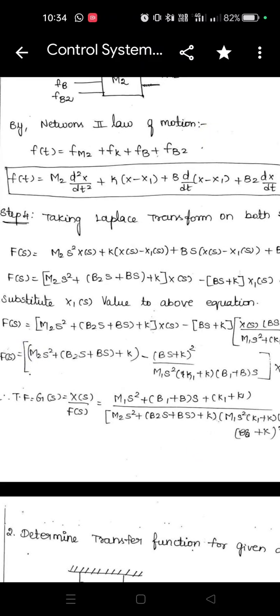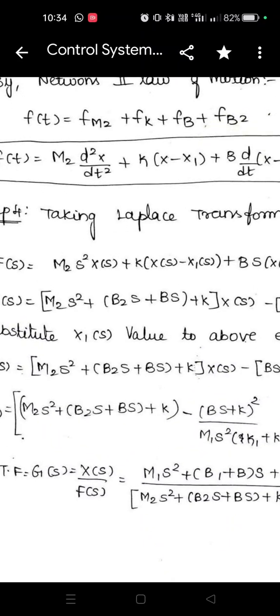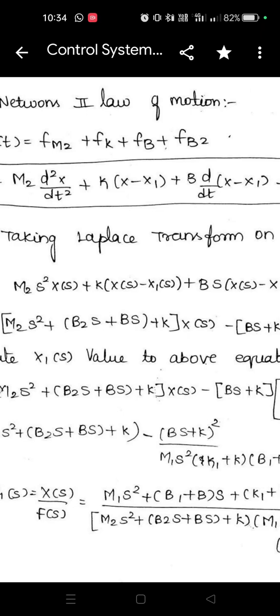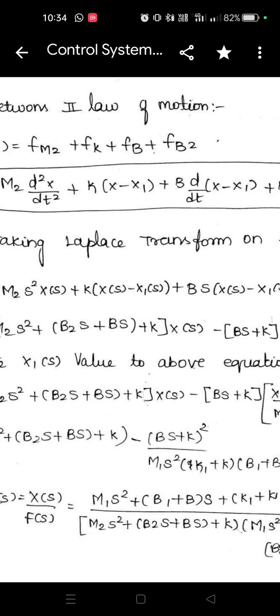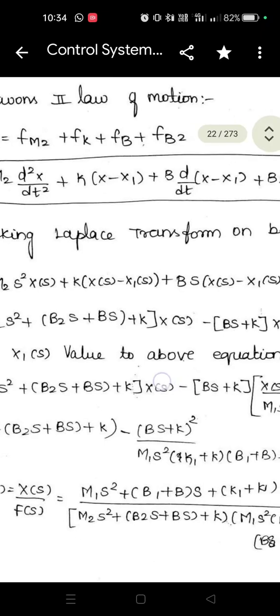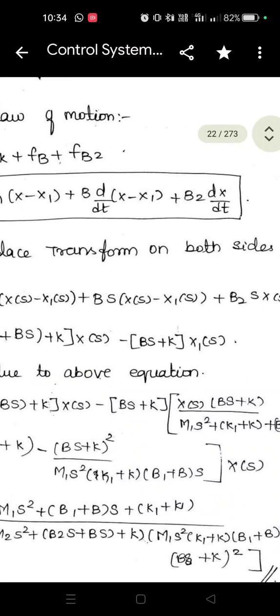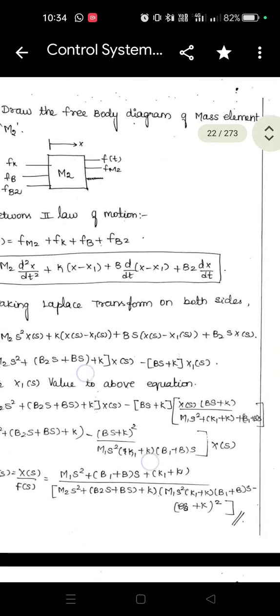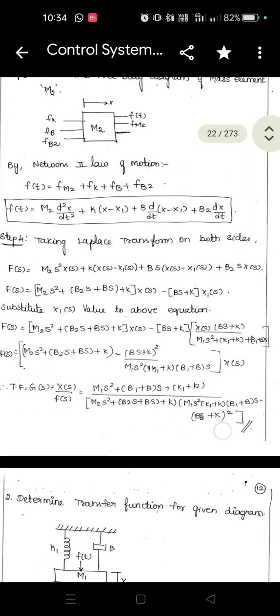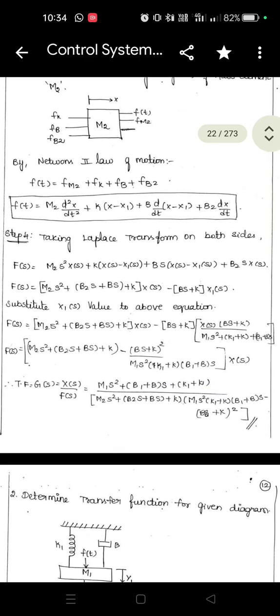d square divided by dt square can be replaced with s square. So m2 s square into x can be written as x of s. Similarly I am writing the Laplace transform for the entire equation. So k into x can be written as x of s minus x1 of s plus b. d by dt can be replaced with s, and x minus x1 can be written as x of s minus x1 of s, right? So next I'm going to take x of s as a common term and x1. So here next step I'm going to substitute in the x1 value.